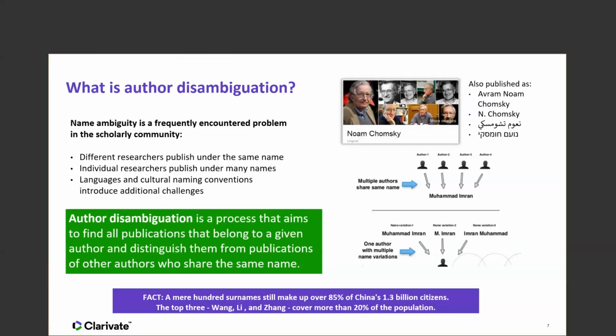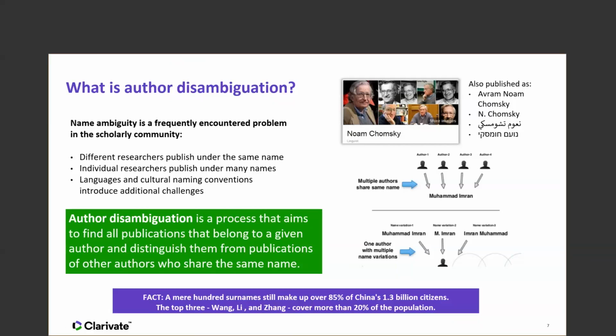For example, here we have some statistics for China. In the Chinese language, the names are very different. We know it's a big country with a lot of citizens, but when they translate to our alphabet, it's all the same, unfortunately. So that's a big problem for them too. We see here that with a mere 100 surnames, we make 85% of China's population. That's incredible. That's because of the alphabet. So that's an international problem.